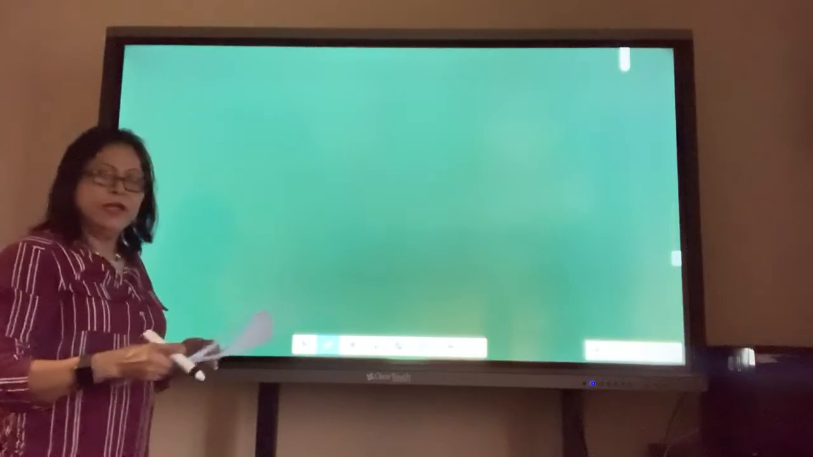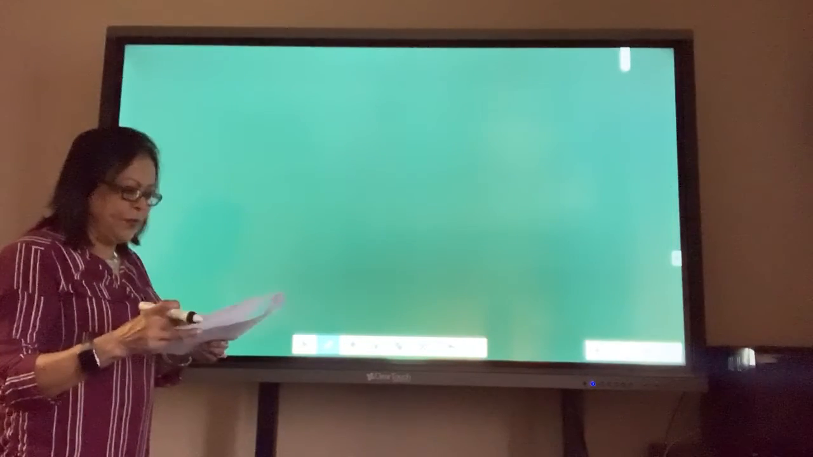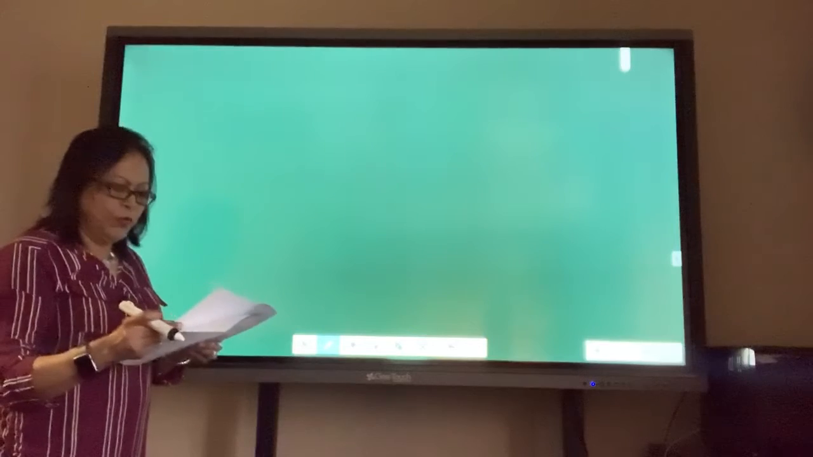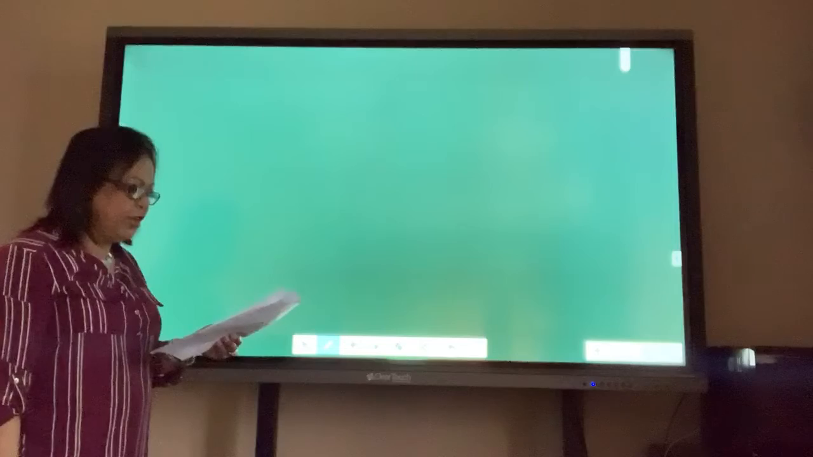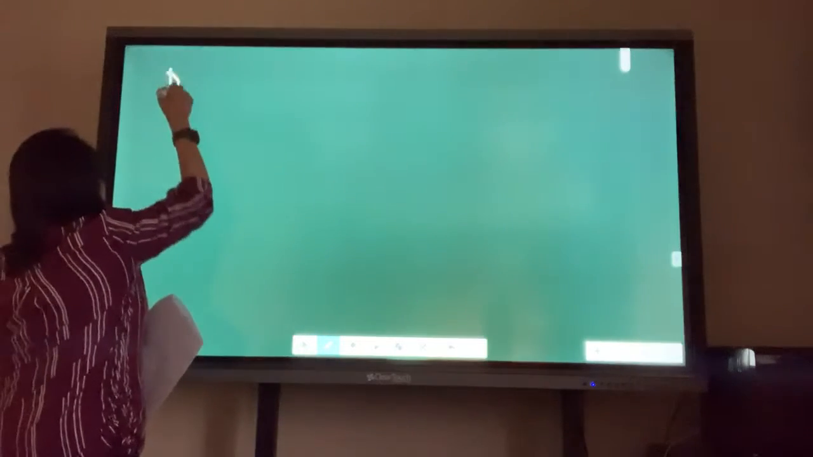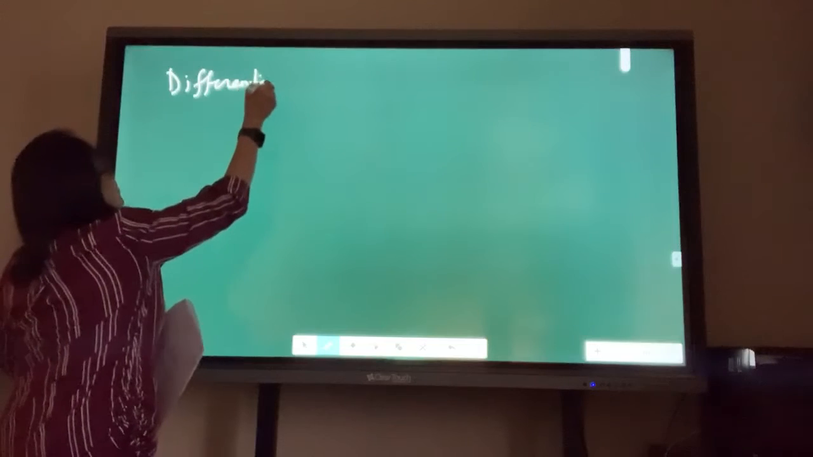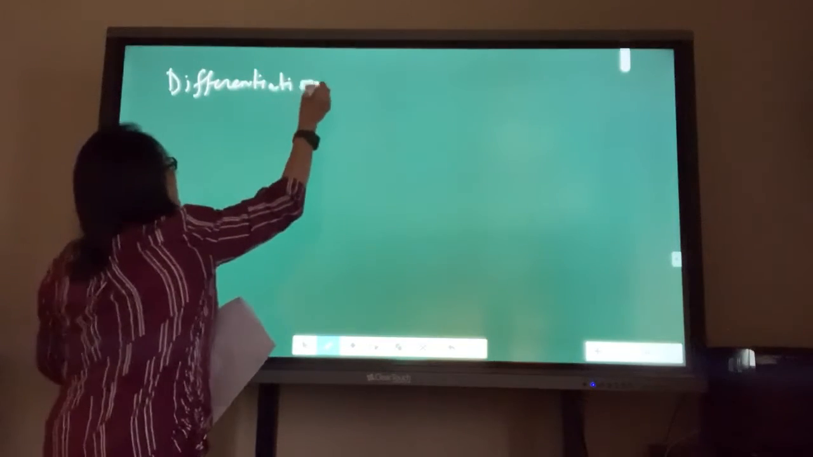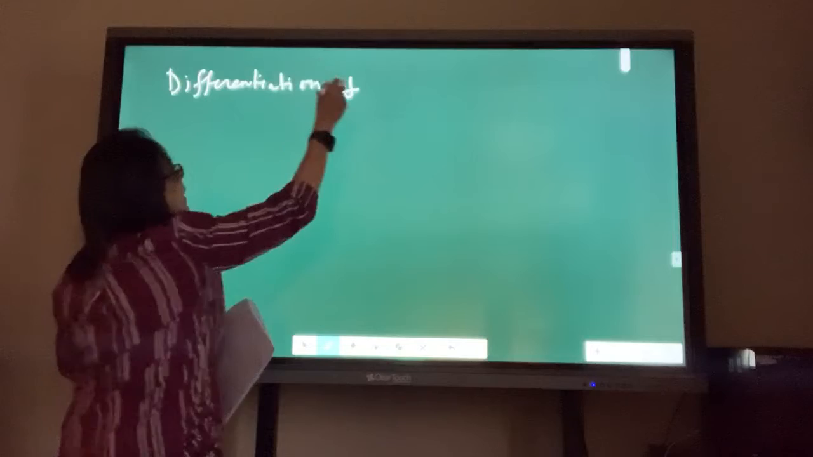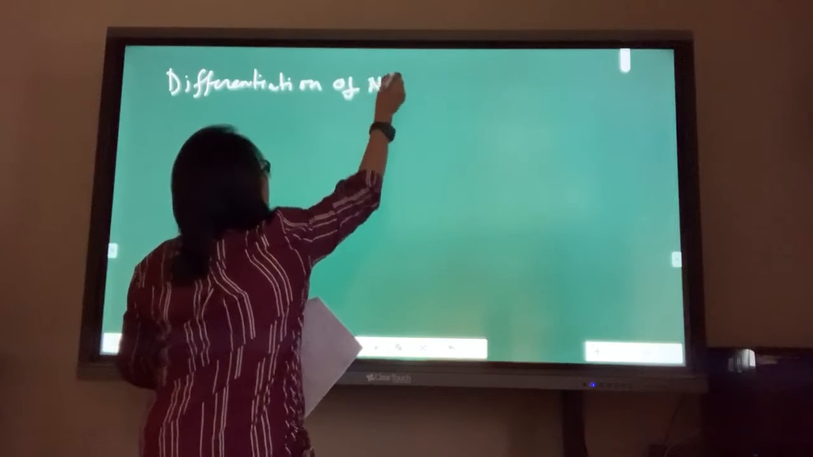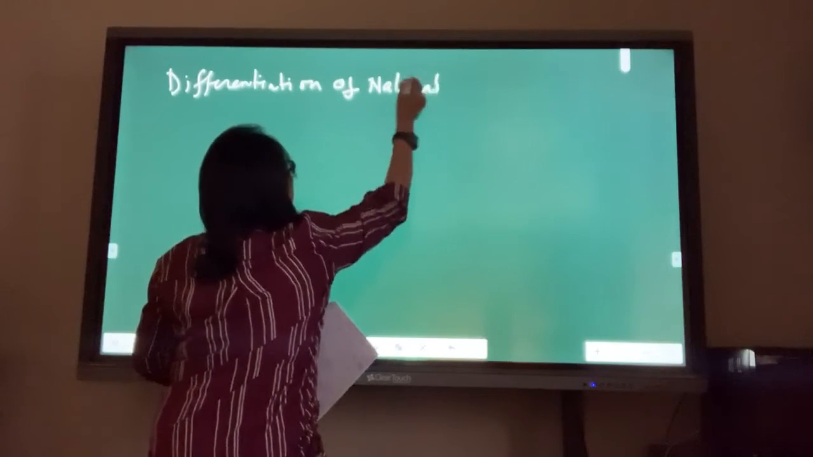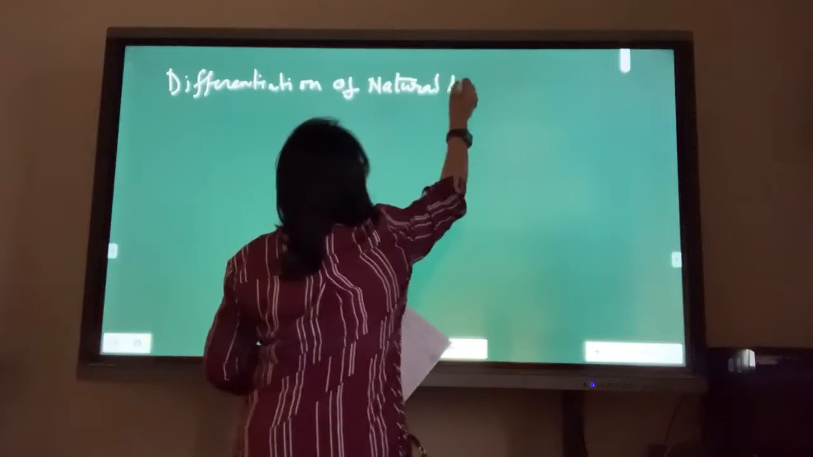Hello everyone. Today I am going to show you how to do differentiation of logarithmic functions, and this is in your textbook in section 5.5. So let's talk about differentiation of, I'll do in particular a natural logarithmic function here, for convenience.